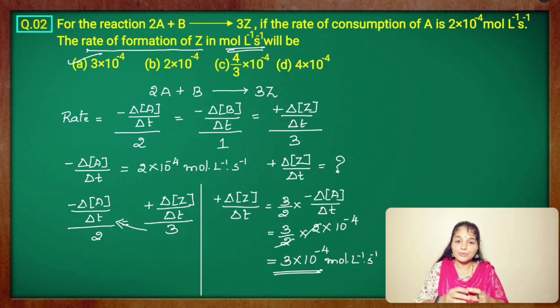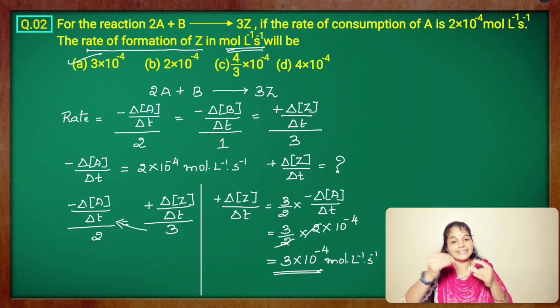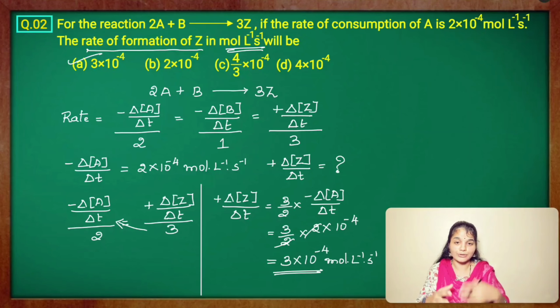In this way, if you write the stoichiometric coefficients of reactants as well as products in the denominator of the rate expression, you can solve the question without any confusion. I am hoping that you have understood this method of writing rate expressions for chemical reactions. I hope you will find this method easier than the previous method we used to write the rate expression.